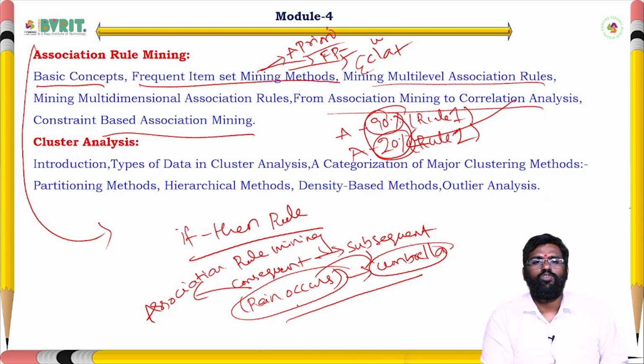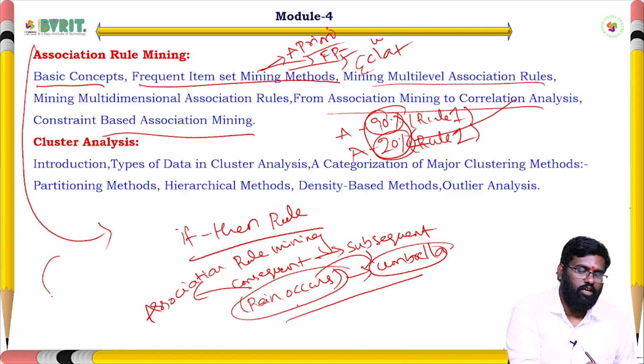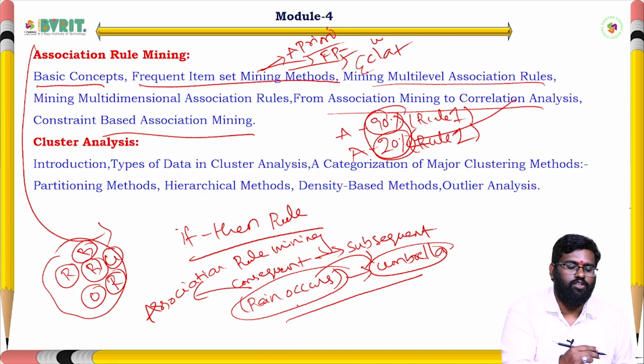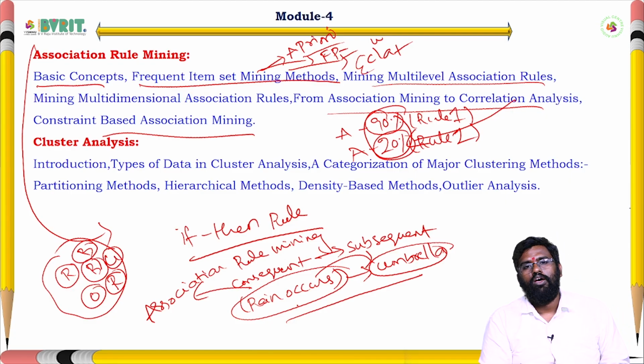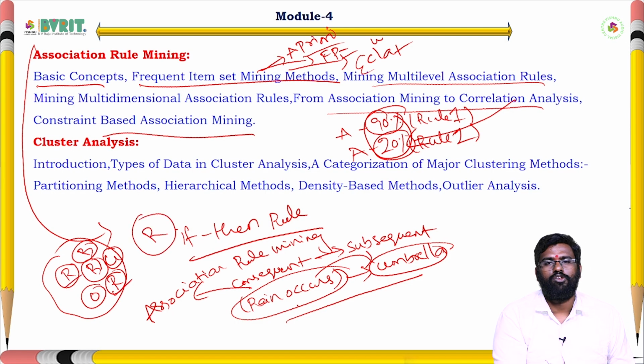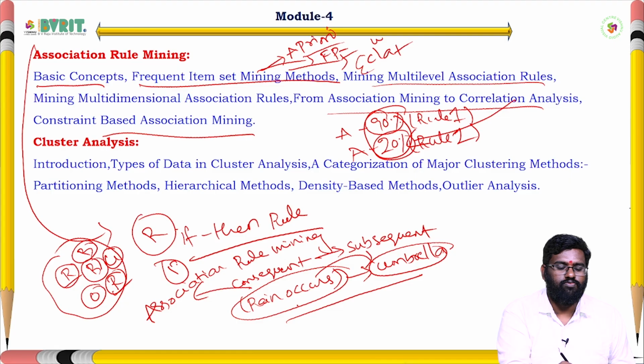Coming to the next one, cluster analysis. Cluster means similar types of data are placed in similar clusters. For example, in some cluster we have R, B, O, then R, then B, some green, like this. Different types of items are there. A cluster means similar data is placed together. So R will be placed in one cluster, B will be placed in one cluster, and O will be placed in one cluster.